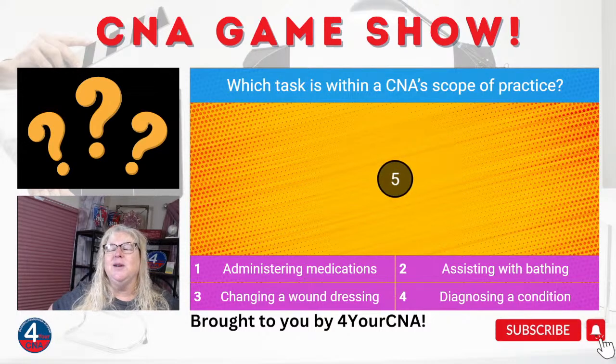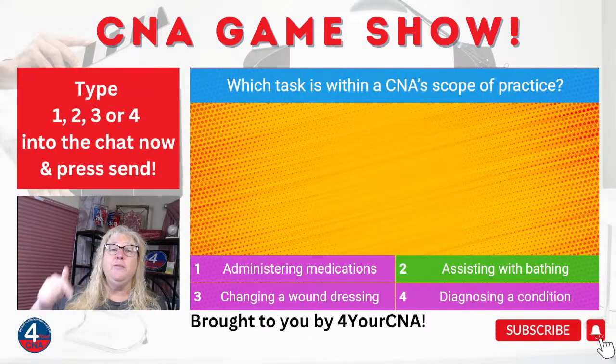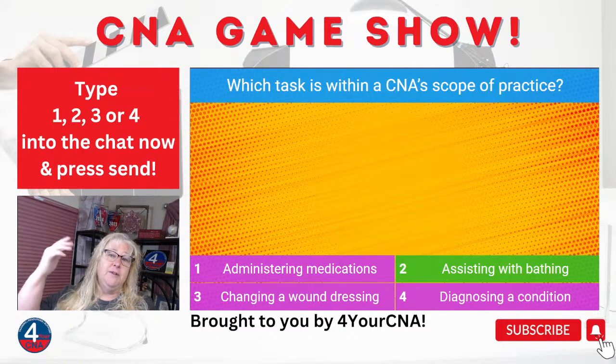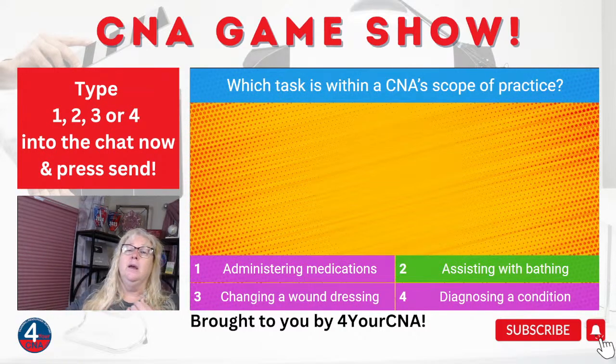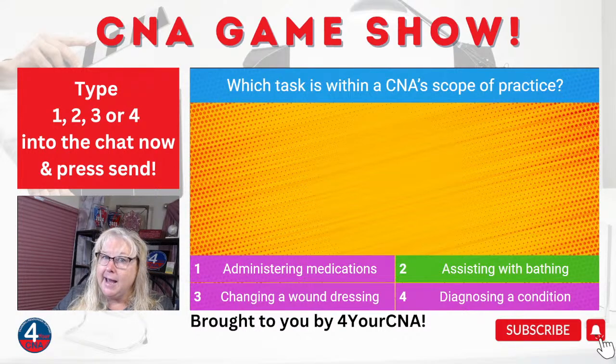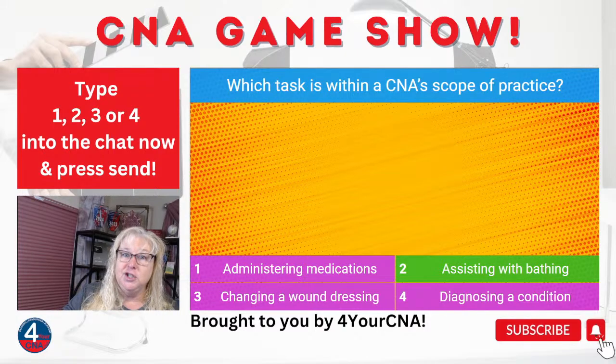And the right answer here, of course, you all got this because you're super smart CNAs. Assisting with bathing is an appropriate task for a CNA, well within their scope of practice. Remember, scope of practice is defined as following the care plan, performing routine tasks on stable patients that you've been trained to do according to the care plan.